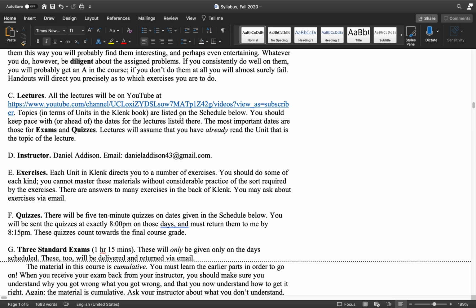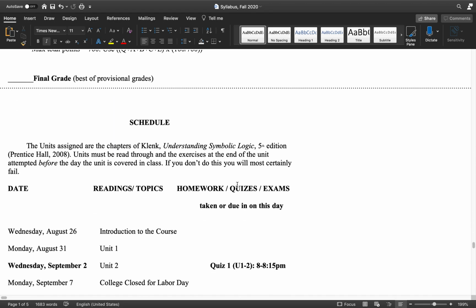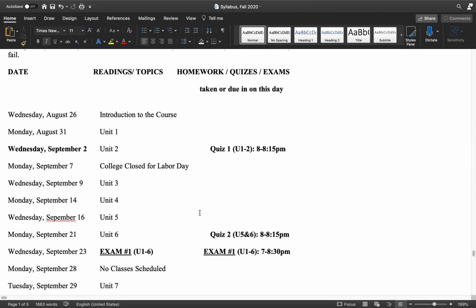Topics in terms of units in the Clank book are listed on the schedule below. So you should keep pace with or ahead of the dates for the lectures listed there. The most important dates are those for the exams and quizzes. The lectures, as I said in Part 1, will assume you will have already read the unit that is the topic of the lecture. That's what I mean when I say you should keep pace with or ahead of the dates for the lectures. So again, the schedule is the most important part.